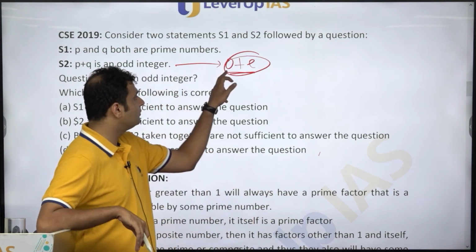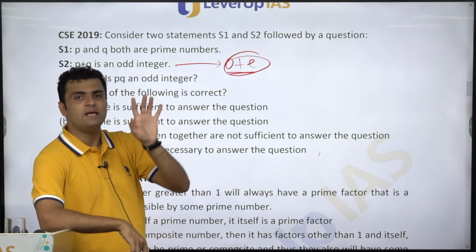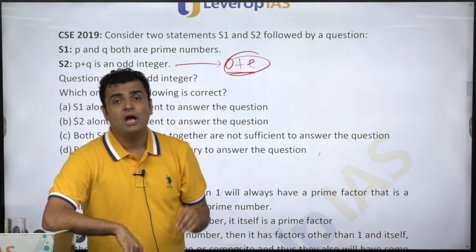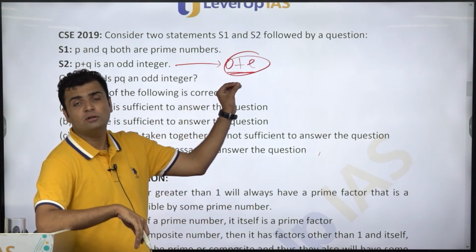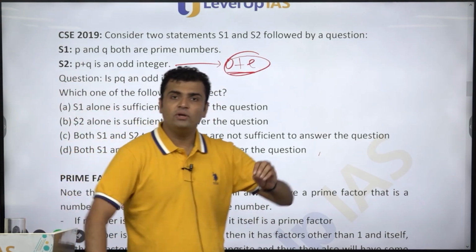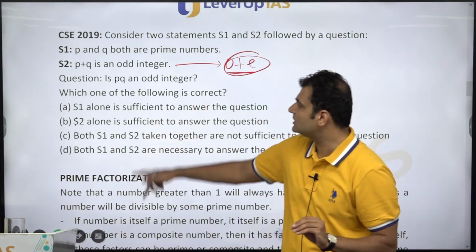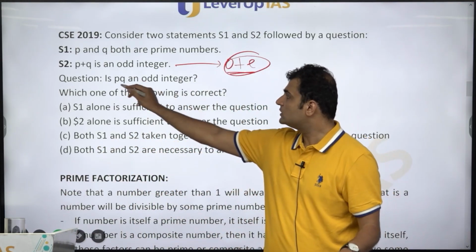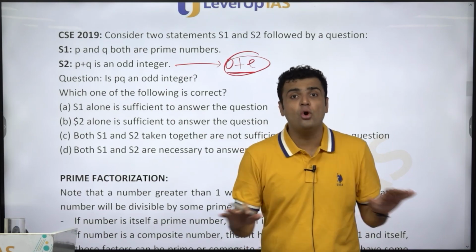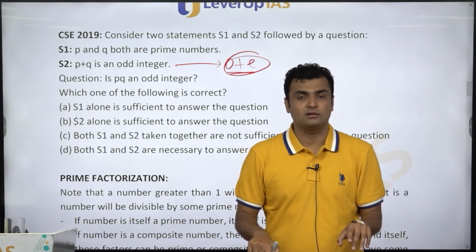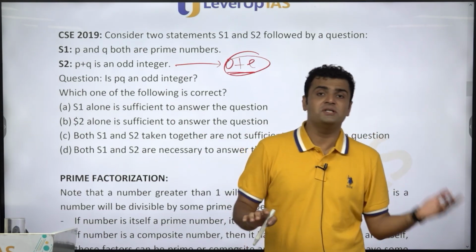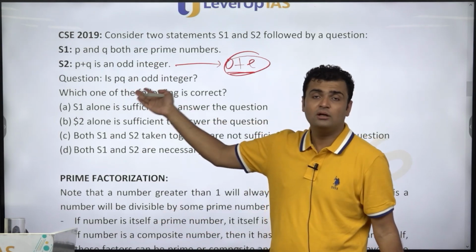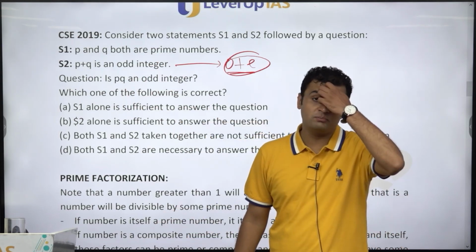Now based on this information that P और Q में से एक even है और एक odd है, based on this information, have we answered the question or not? Yes, we have definitively answered that this P into Q is not an odd integer. Is PQ an odd integer? Answer is no, but that is a definitive answer. हम may be भी नहीं बोल रहे, हो भी सकता है नहीं भी हो सकता है नहीं बोल रहे. We are not saying yes or possible. Both are possible, yes be possible, no be possible.